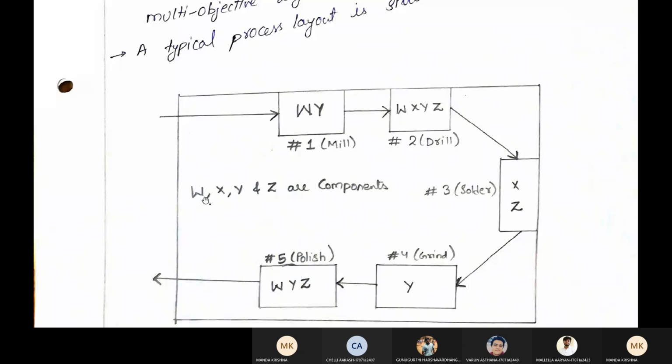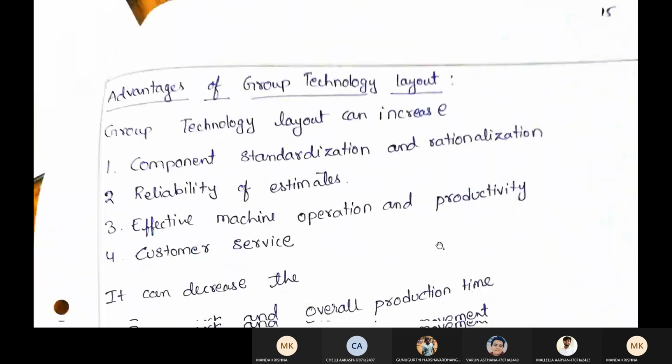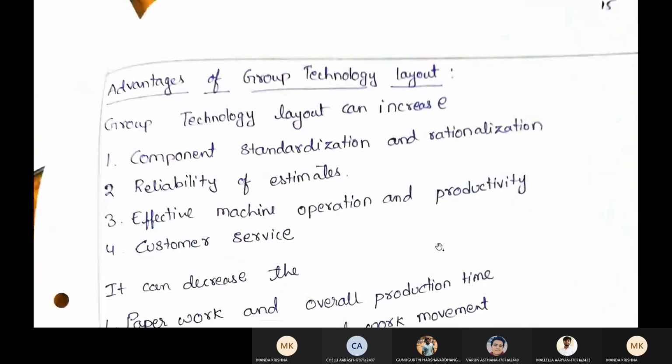So here W, X, Y, Z are the components. Similarly, other components also will be there. This is one group. In this group, the 4 components will be entering and getting operated to convert into the finished product. This is the example for the group layout or the cellular layout.